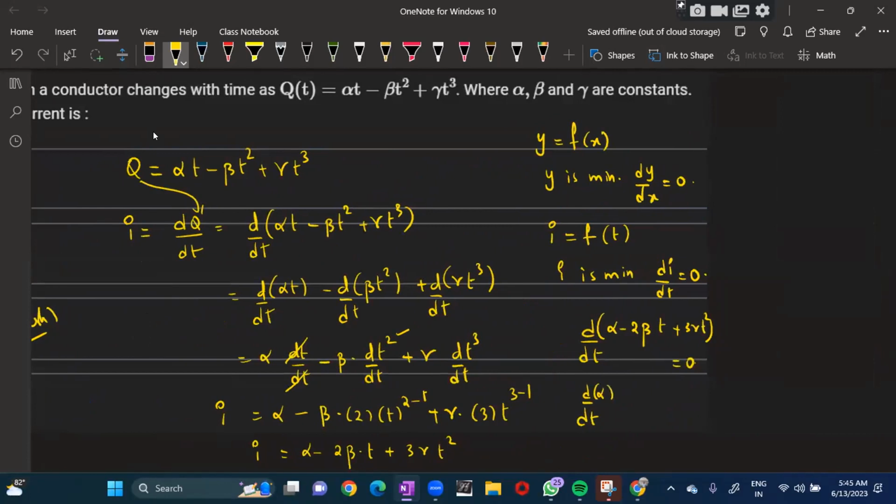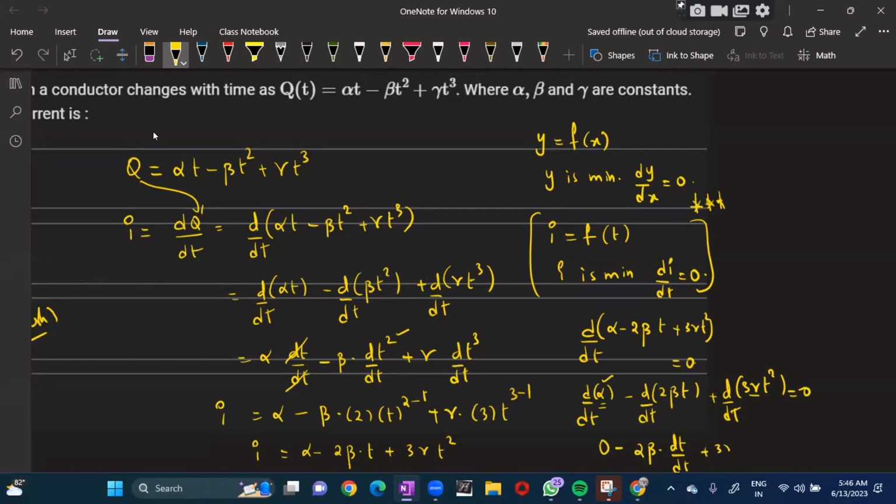So d by dt of alpha, minus d by dt of 2 beta into t. The small things everyone should remember. Maxima or minima, same condition is there. And d by dt of 3 gamma into t square equal to 0. For differentiation of any constant, it is 0. 2 beta should not be touched, and dt by dt, 3 gamma also should not be touched, and d by dt of t square.